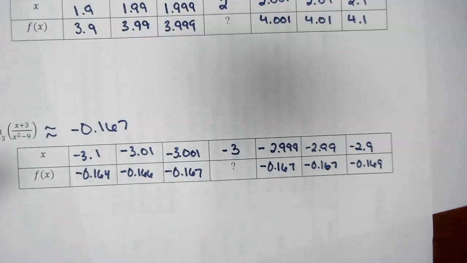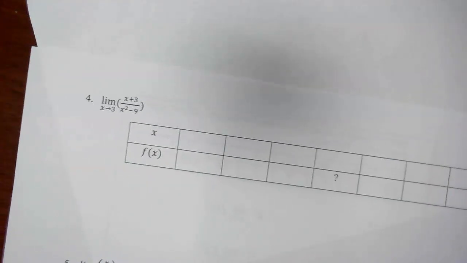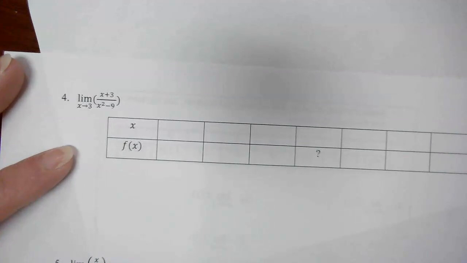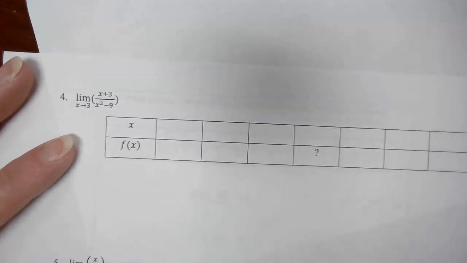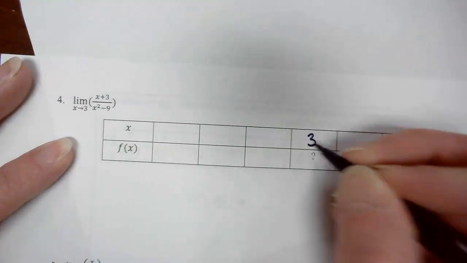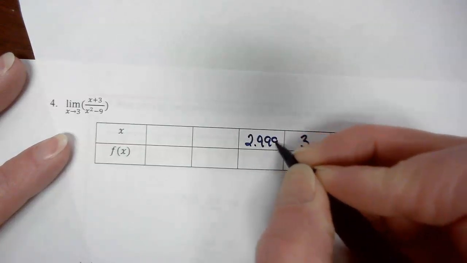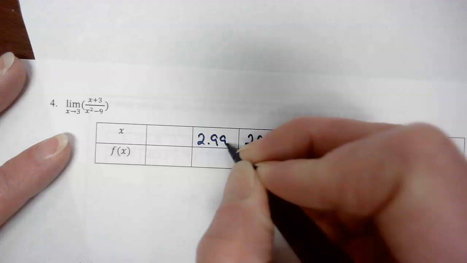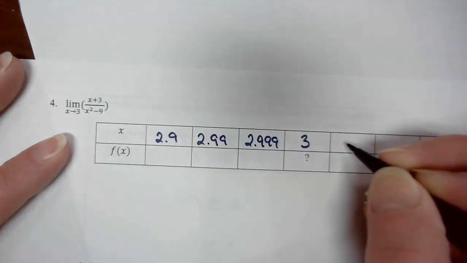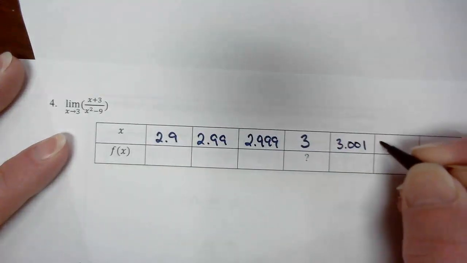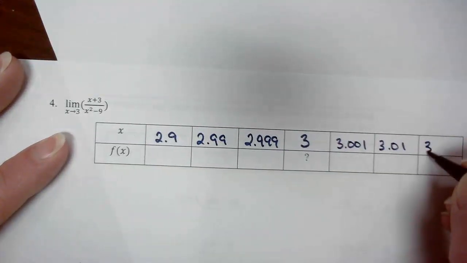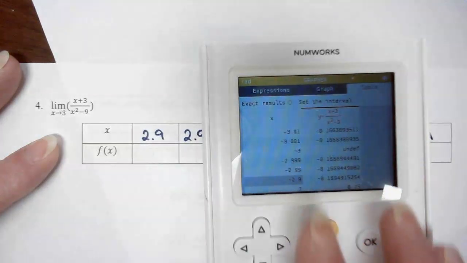Let's continue with a few more. All right, so this one, the limit as x approaches 3. So I know we're trying to find 3. To the left of that, since it's positive, okay, so we're trying to find what's happening at 3.